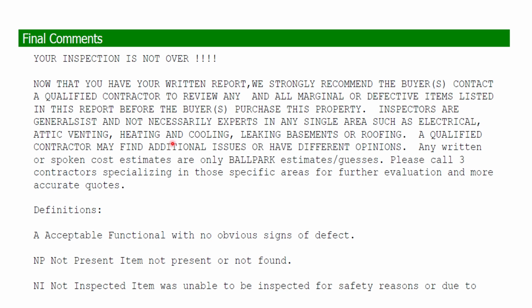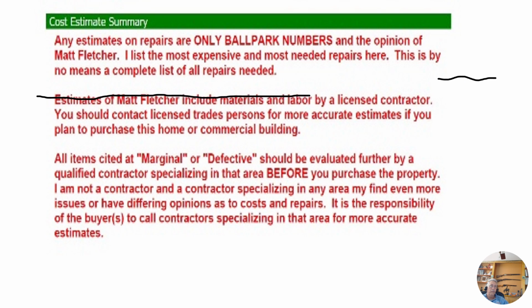So that's my disclaimer. And so the cost estimate area, because not all reports have a cost estimate area, right? This one does. So we've got 2 disclaimers basically saying the same thing, okay? Only ballpark numbers, all that sort of thing.